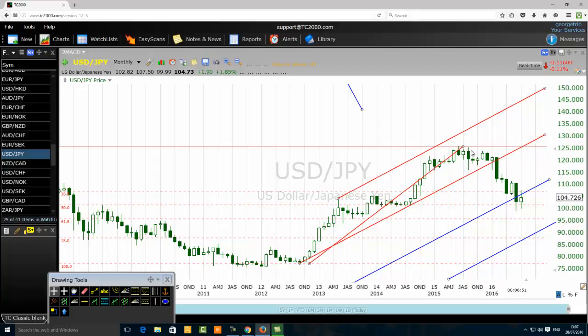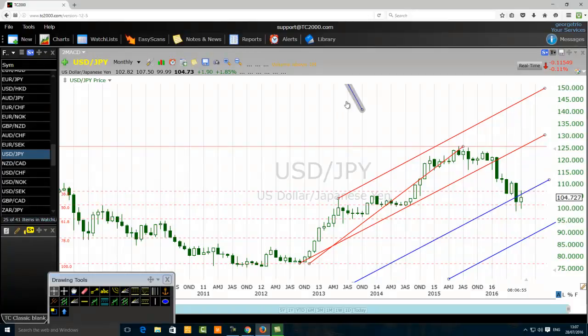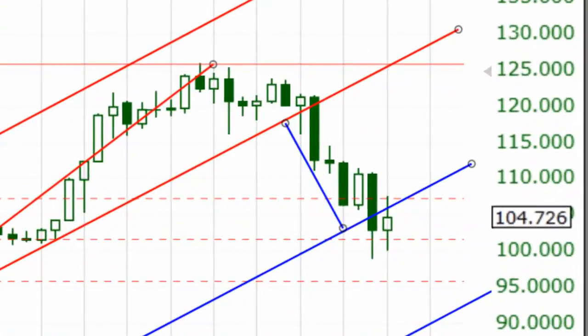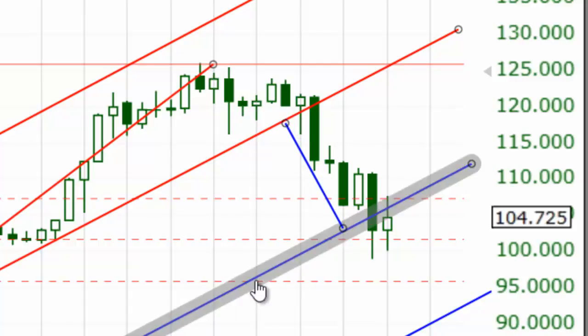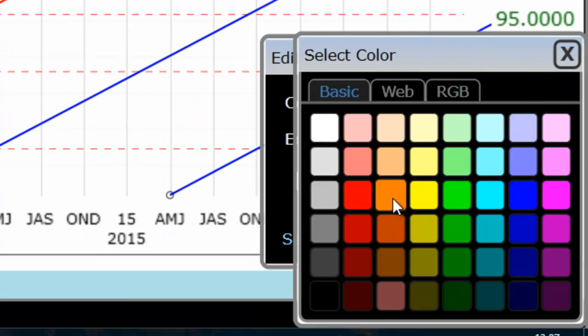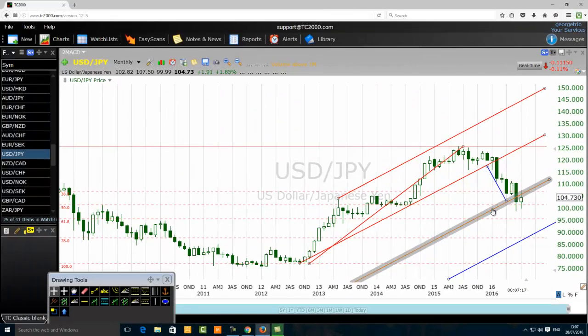What is happening now, the price dropped below that channel, that red channel. Therefore, using market geometry, we'll measure the width of that channel, and we project it in the direction of the price. So we have our new channel here. I'm going to color that line orange. Between the red line and the orange line, we have a new channel.